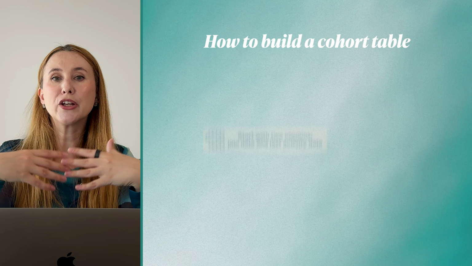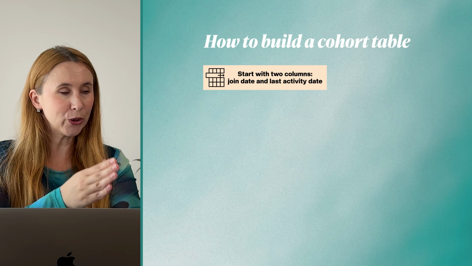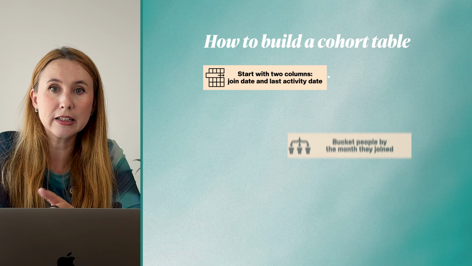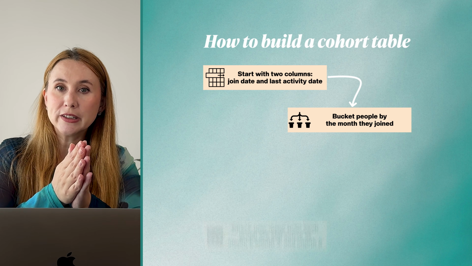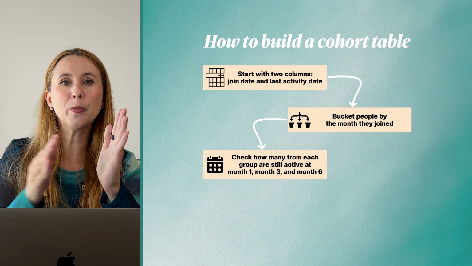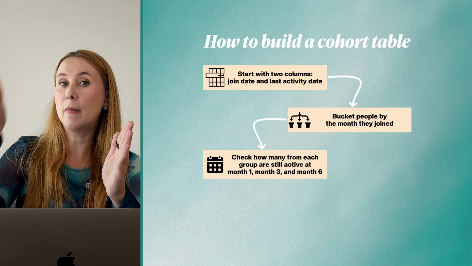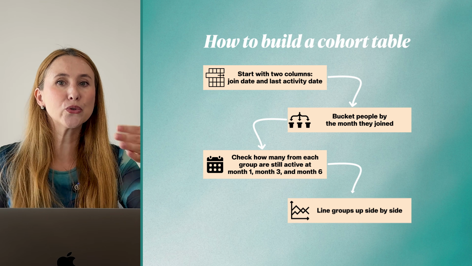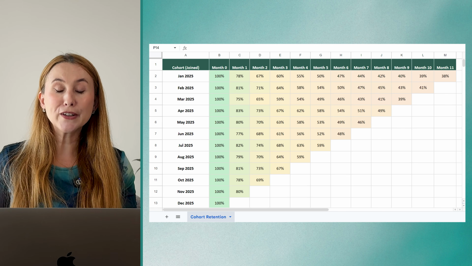The simplest way to start is with 2 columns, join date and last activity date. Bucket people by the month they joined, then check how many from each group are still active at month 1, month 3, month 6. Align those groups side by side, and you've built your first cohort table.